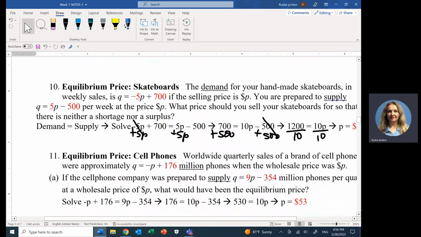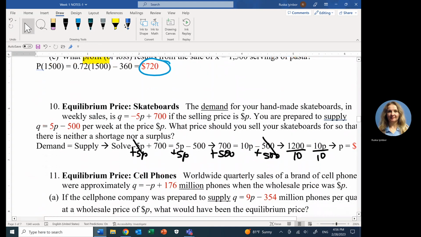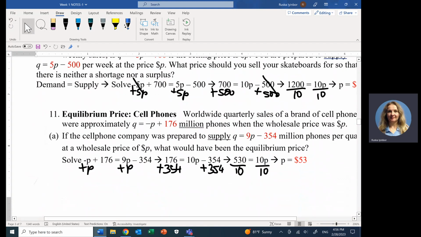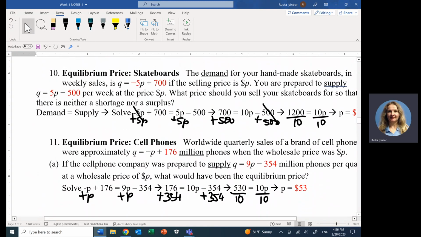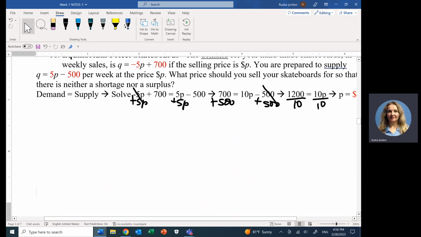The next one, number 10 and number 11, it's about equilibrium price. And this is another business terminology and business approach. When you sell something, you have demand and supply. So in these two cases, let's start with number 10 only first, and then 11 is going to be the same way. So let me explain.